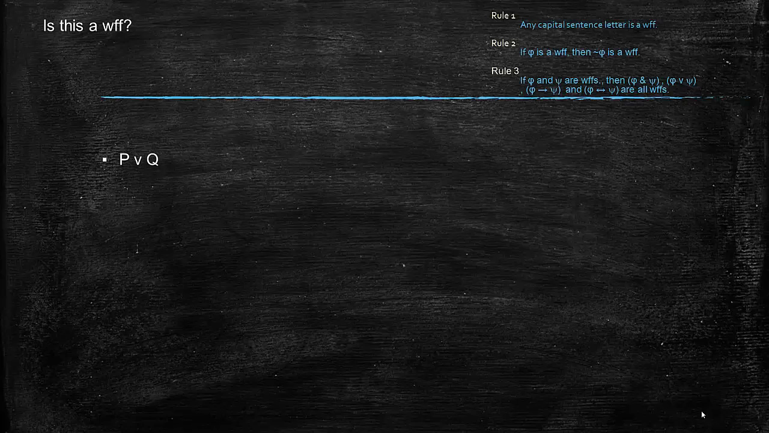Okay, so is this a wff? Well, your intuitions are probably pretty good here. You'll just look at it and say, of course not, there's no brackets. But in order to do this formally, what you'll say is, well, look, Rule 1 tells us that P is a wff. Rule 1 tells us that Q is a wff.